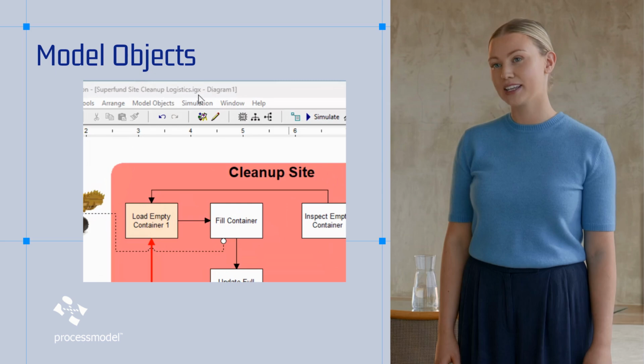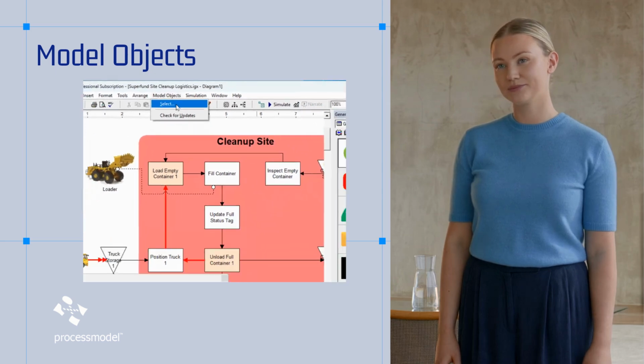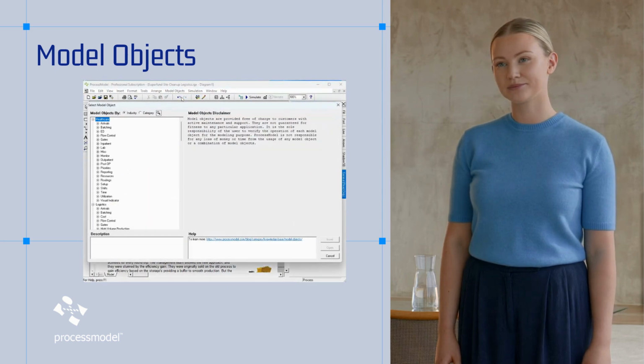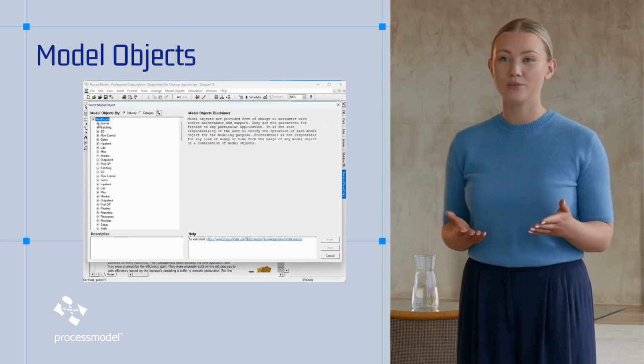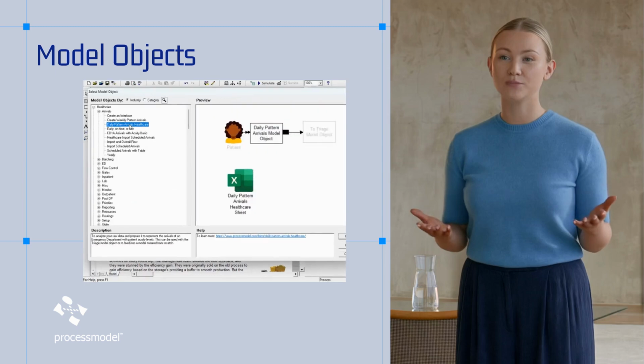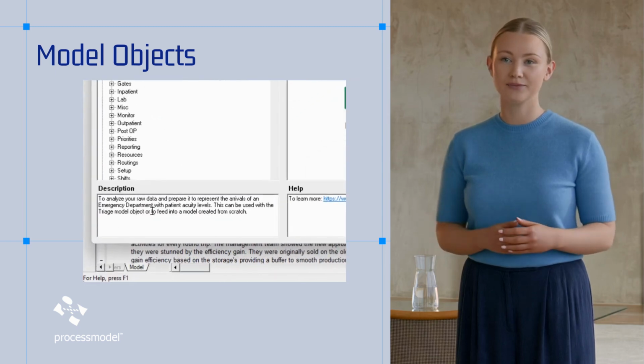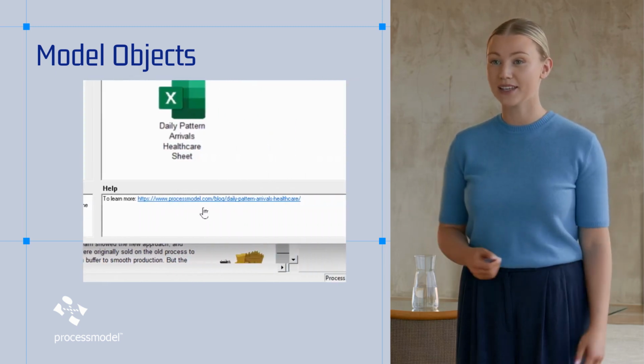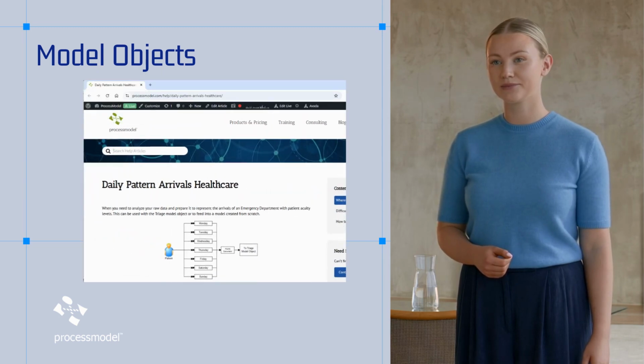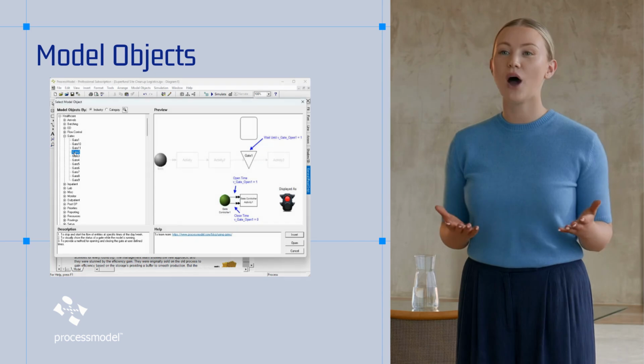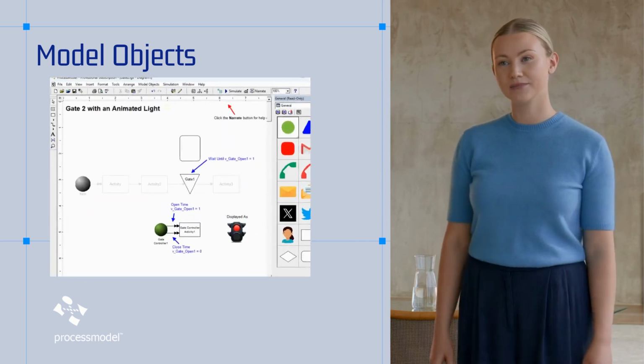Find model objects in the Model Object menu. To learn more about a model object, select it and see the description section of the dialog. Review the help link, or open the model object and see how it functions.